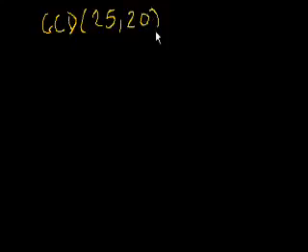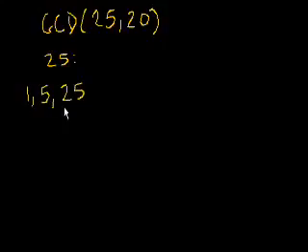What is the greatest common divisor of 25 and 20? Well, let's do it the same way. The factors of 25, well, it's 1. 2 doesn't go into it, 3 doesn't even go into it, 4 doesn't go into it, 5 does. It's actually 5 times 5. And then 25. It's interesting that this only has 3 factors. I'll leave you to think about why this number only has 3 factors and other numbers tend to have an even number of factors.